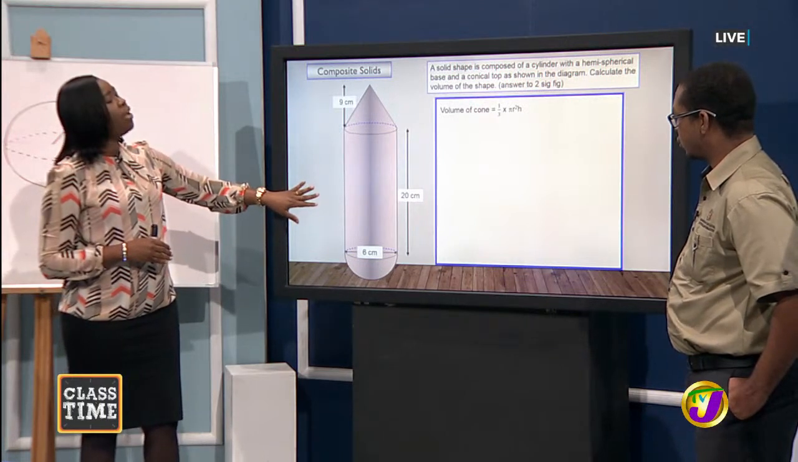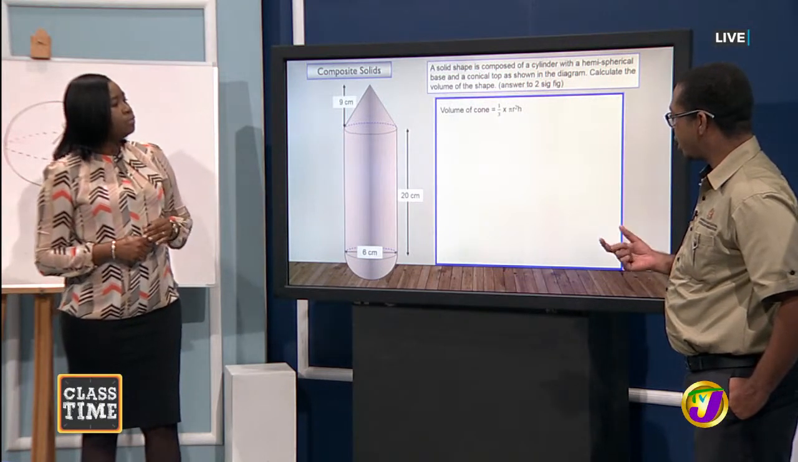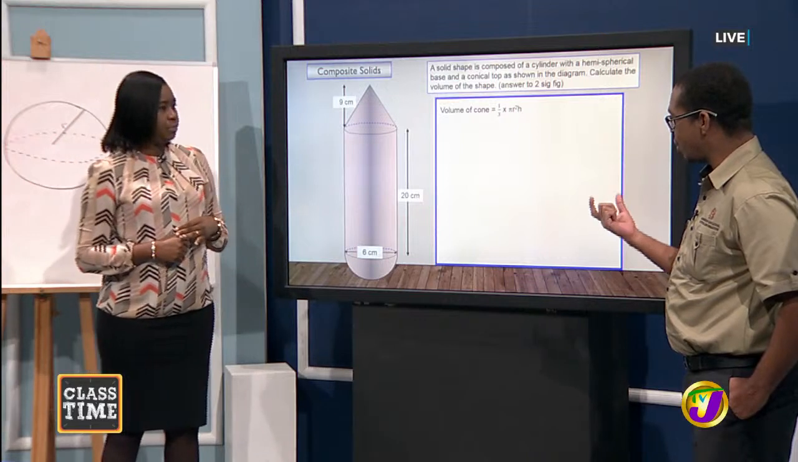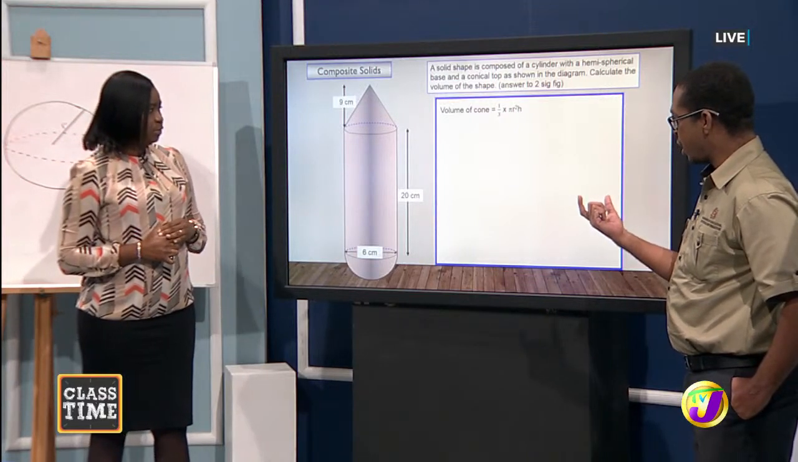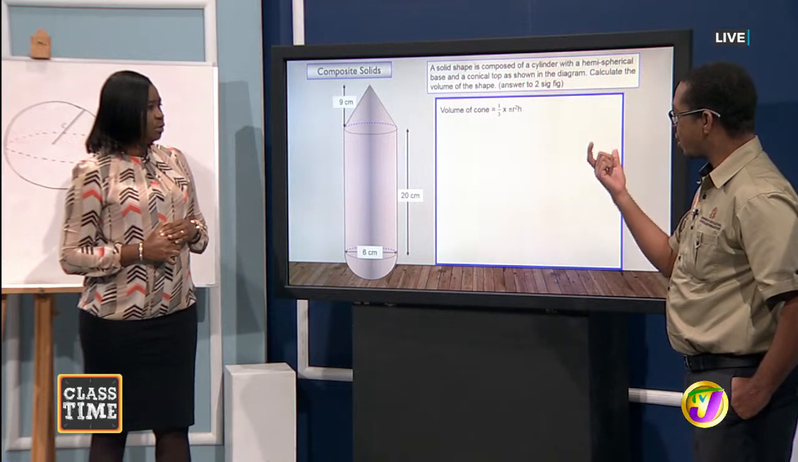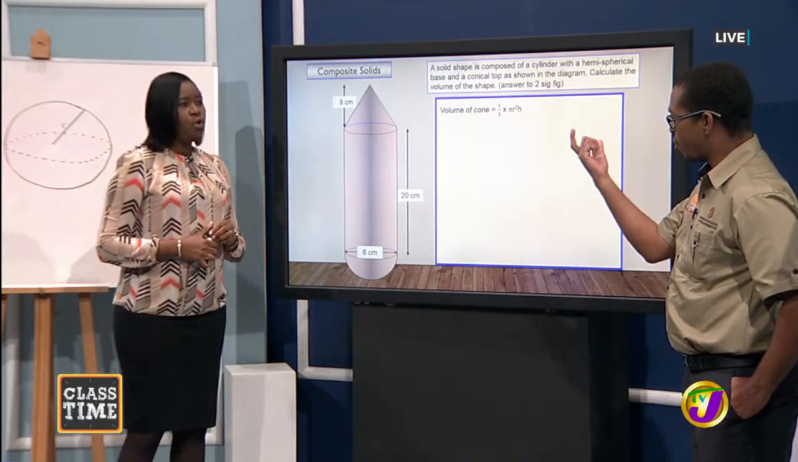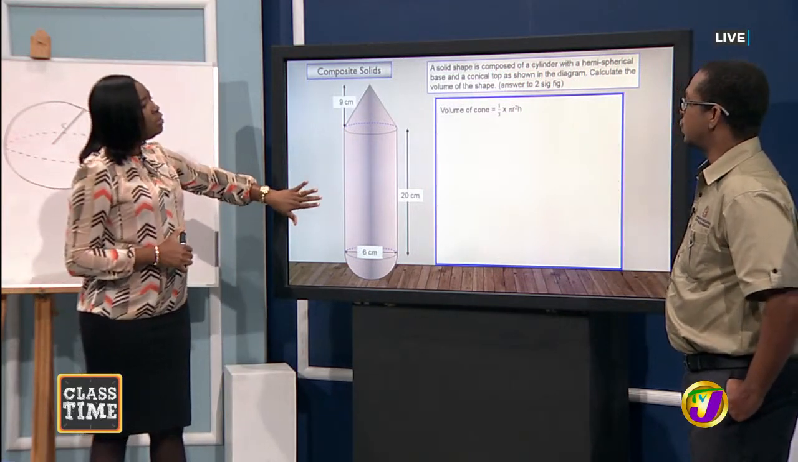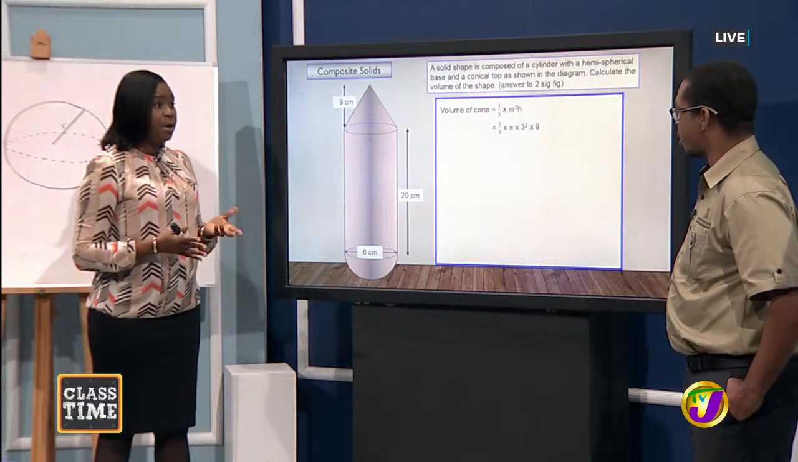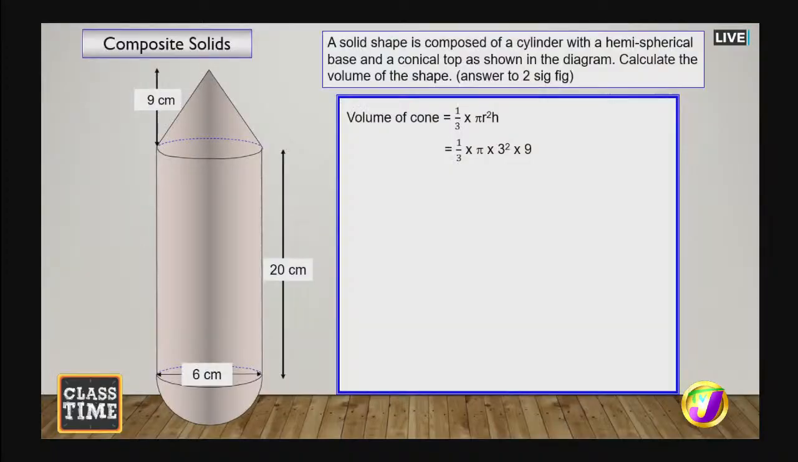So far, we have been looking at this, and we're realizing that the diameter of 6 for the hemisphere is going to be the same diameter for the cone. Right. So therefore, the radius would be 3, as the radius is half of the diameter.